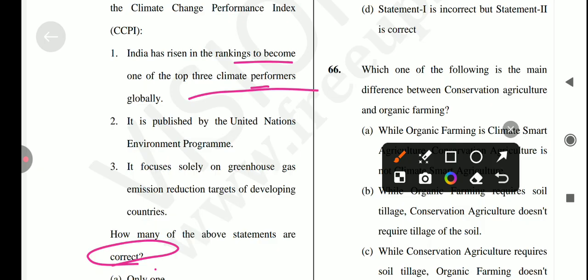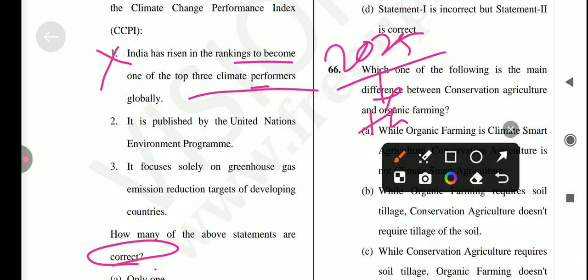Is it true? No, it's not a correct statement because in climate change performance index which is 2025, released by the, ये किसके द्वारा रिलीज किया जाता है? तो वो ये किया जाता है think tank के द्वारा. Think tank Germanwatch, New Climate Institute and Climate Action Network International. Okay, so first statement is incorrect.